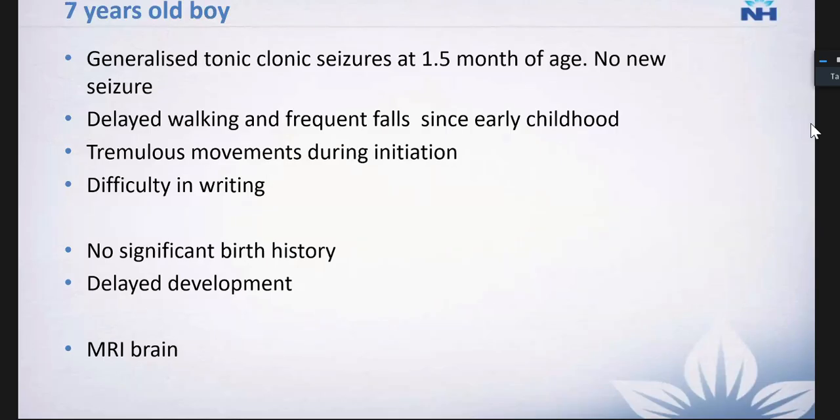Right. Now, maybe one or two cases I can show you for the next 5 or 10 minutes, and then we can wind up the session and take some more time.